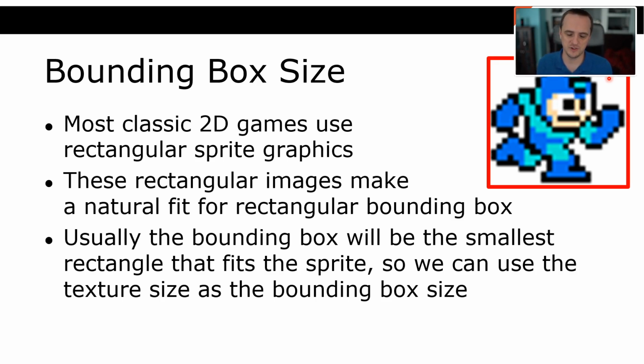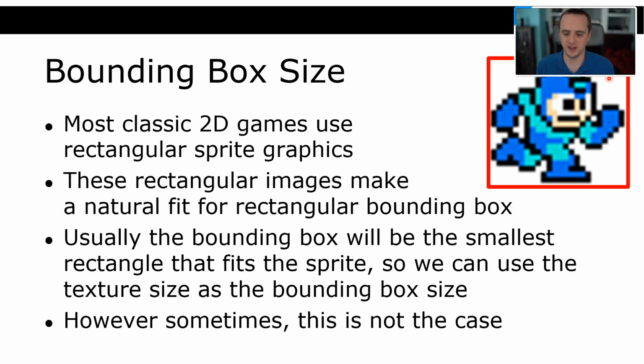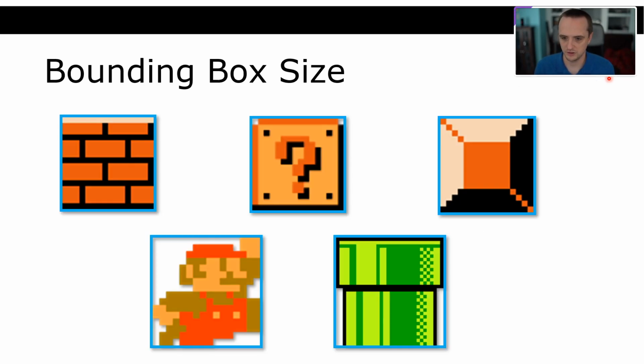So for example, if we have a texture that's maybe 64 pixels by 64 pixels, then our bounding box would be of size 64 by 64. But sometimes that is not the case. So for example, here are some cases where that works really, really well. We have a brick texture from Mario, maybe a question block, or a pipe, or a block that you can't break, or even Mario themselves. All of these things fit really well into that singular, square-shaped rectangular bounding box.